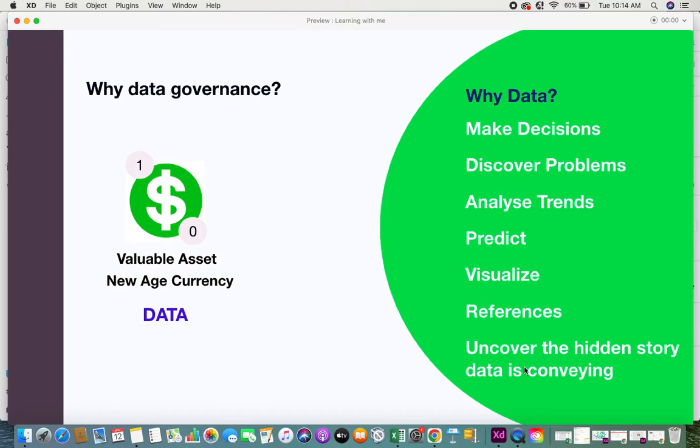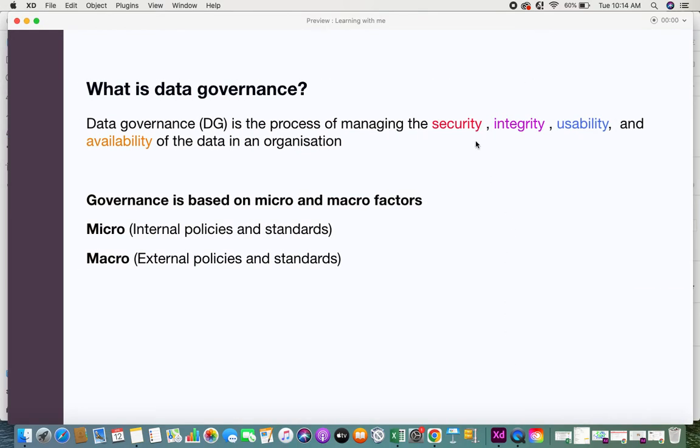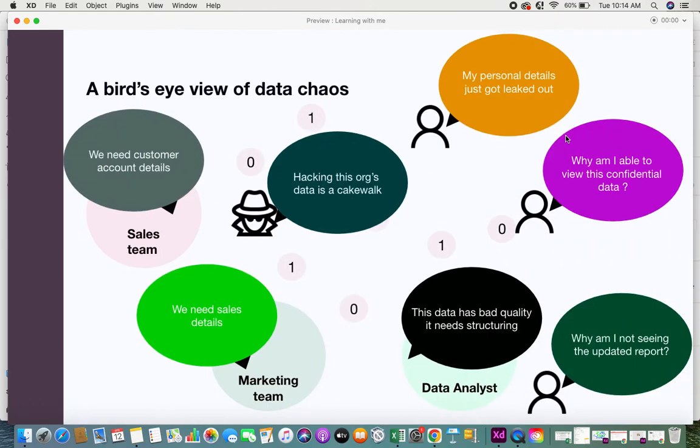So when data is so valuable, we need to definitely manage that data in such a way that it satisfies these three criteria. So let me show you a bird's eye view of data chaos. If there's no data governance, this is how a bird's eye view would look. You'll have people depending on another department's data. For example, the sales team needs customer account details for any sales promotions, etc. The marketing team needs the sales data. So your data is all in silos. It's not integrated well so that it can be passed on or used by other people.